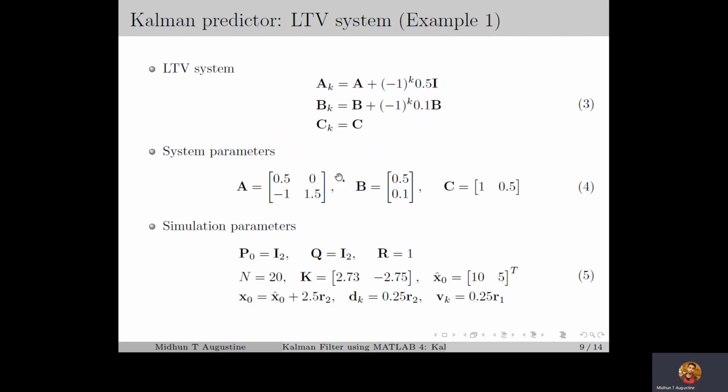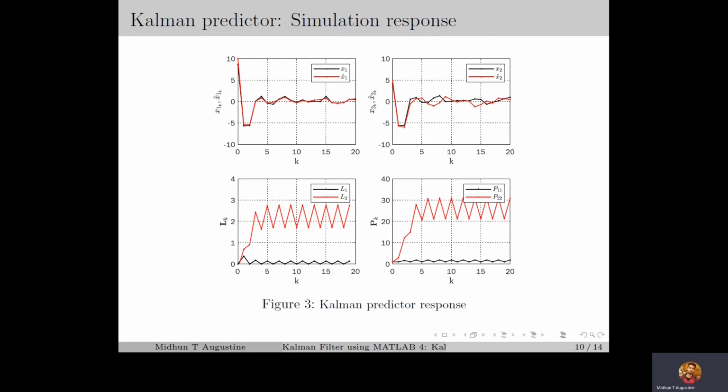The simulation parameters are chosen as in equation number 5, which are same as in the previous example. Now, for the LTV system, we obtain the simulation response as in figure 3, which shows the plots for the actual states x1k, x2k, the estimated states x1k hat, x2k hat, elements of the estimator gain matrix Lk, and the diagonal elements of the recursive matrix Pk.